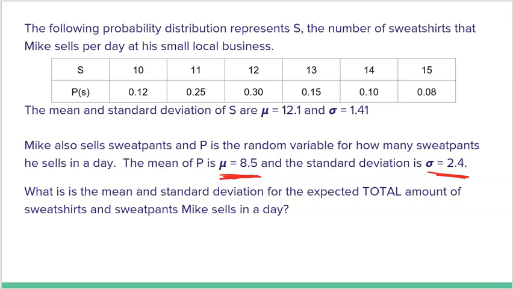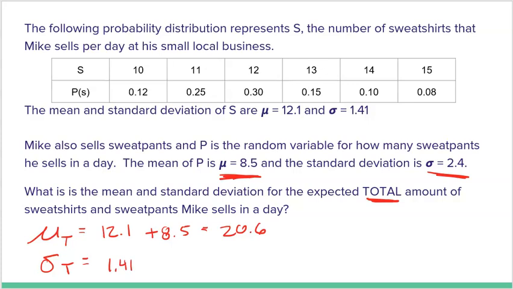So what is the expected total amount of sweatshirts and sweatpants that Mike sells? So here I'm combining two different random variables together. Well, it's easy. 12.1 sweatshirts plus 8.5 sweatpants. I mean, my goodness, this couldn't get easier. So he expects to sell 20.6 total articles of clothing. What about the standard deviation? Don't you dare add 1.41 and 2.4.